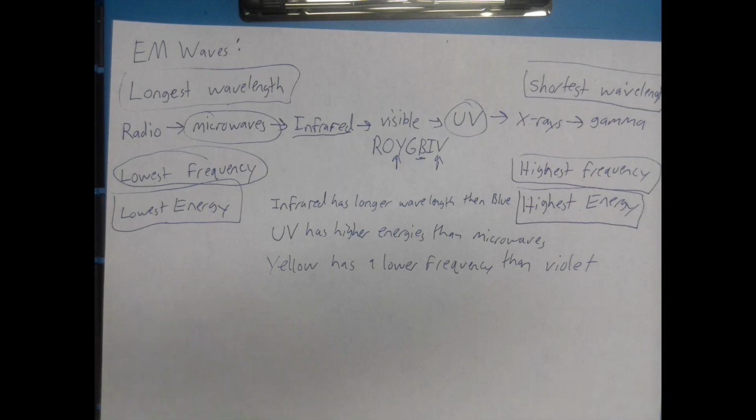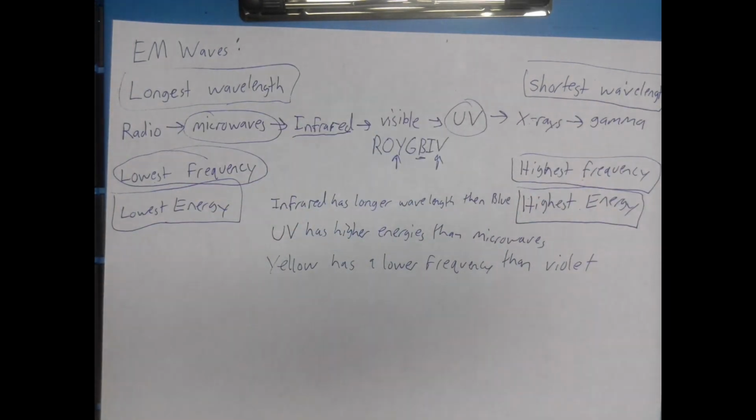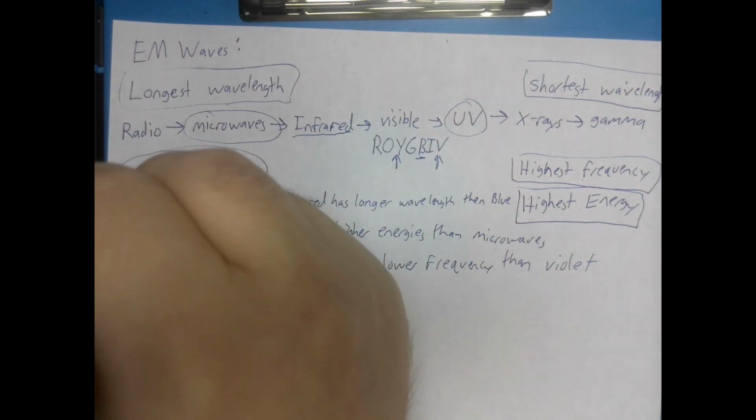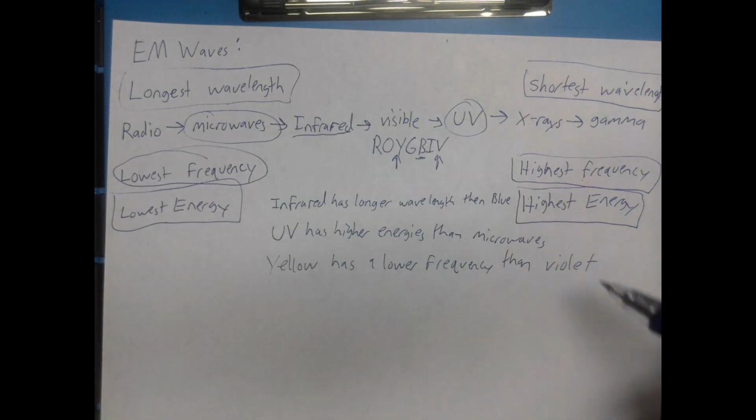The only thing you have to really do is memorize this order. And know that the left side is longer wavelengths, lower frequency, and lower energies. The right side is going to have your shorter wavelengths, your higher frequencies, and your higher energies.